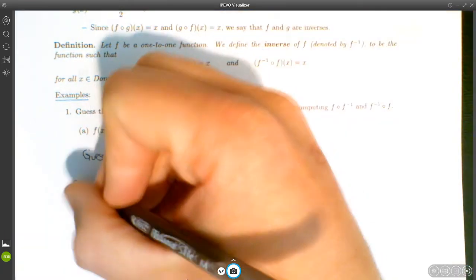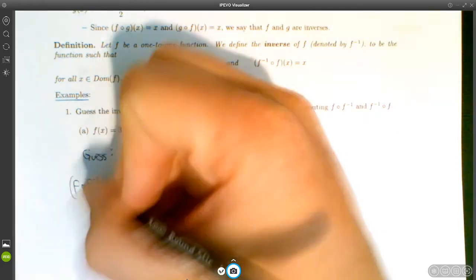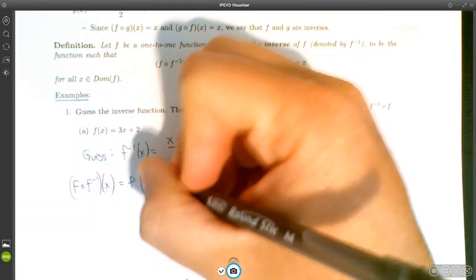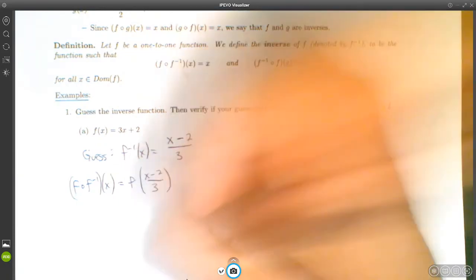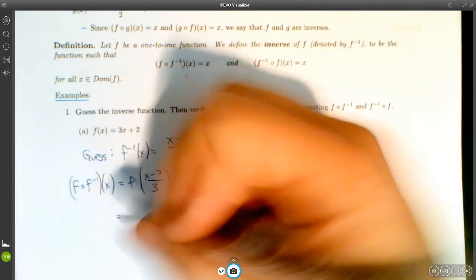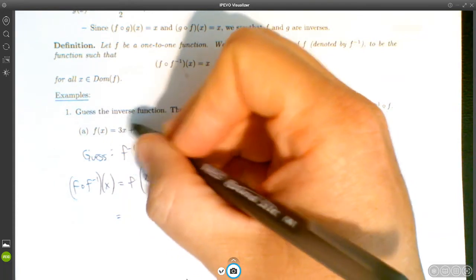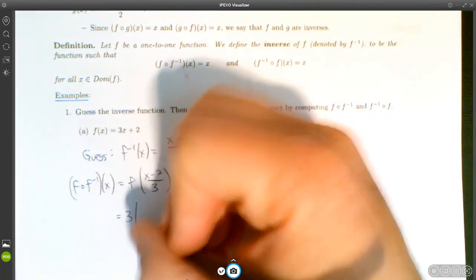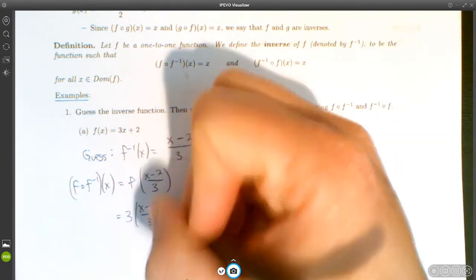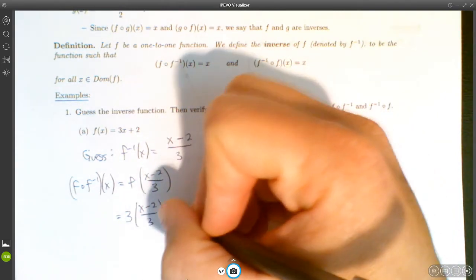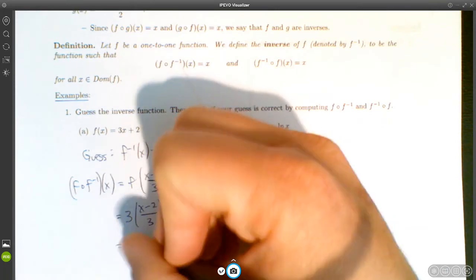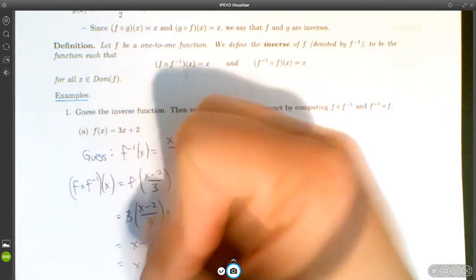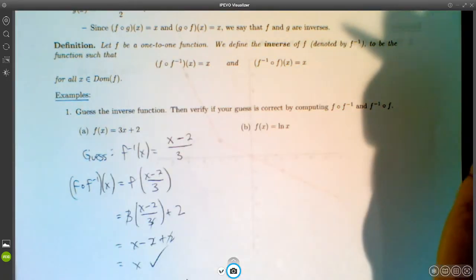Now to check, we can compose f of f inverse. This is going to be f of f inverse, or what I'm claiming is f inverse. I'm going to look at f and replace the x with x minus 2 over 3. So that's 3 times x minus 2 over 3, plus 2. That would be x minus 2 plus 2, because the 3's cancel. And then that would just be x because the 2's cancel. And sure enough, right?